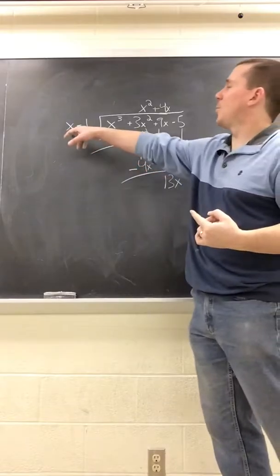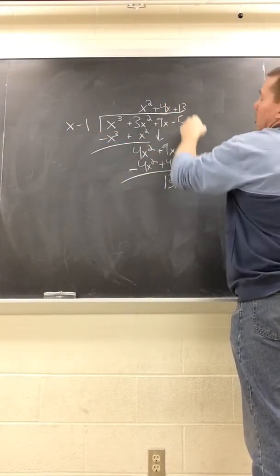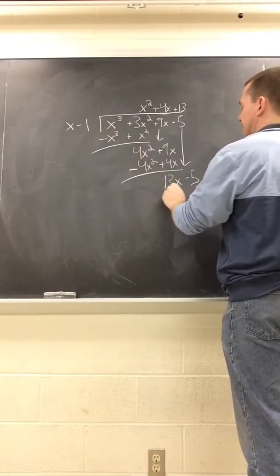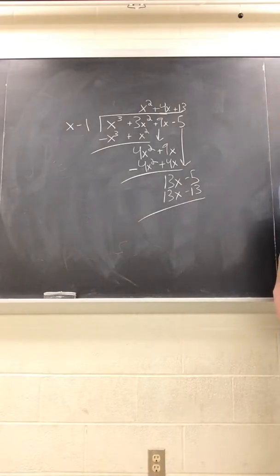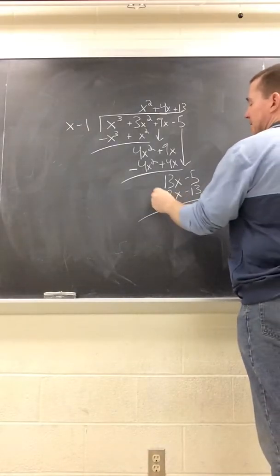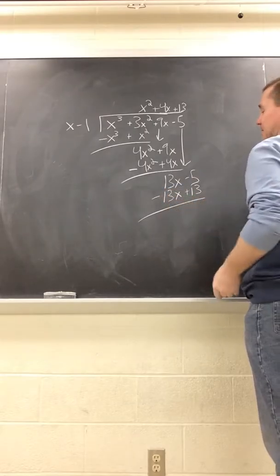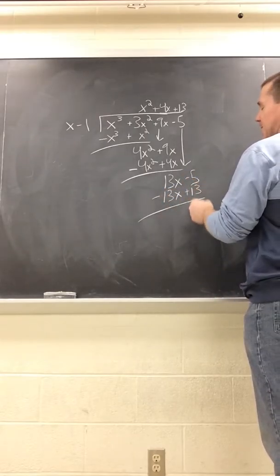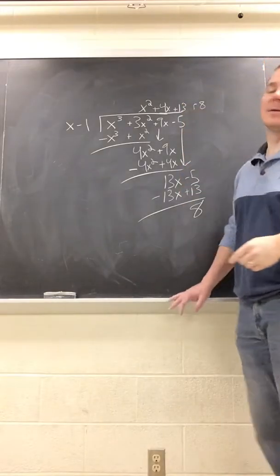One more time. What do you multiply x by to get 13x? 13. Multiply. 13 times x is 13x. 13 times negative 1 is negative 13. Switch the signs of everything. Positive becomes negative, negative becomes positive. 13x minus 13x is 0. Negative 5 plus 13 is 8. We get a remainder of 8.